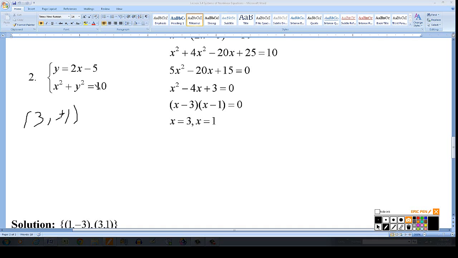So the only ones that are going to work, if I go ahead and plug in the 1, okay, when x is equal to 1, put a 1 where the x is. 1 squared is 1, subtracted from 10 is 9. So y squared is equal to 9, y is plus or minus 3.